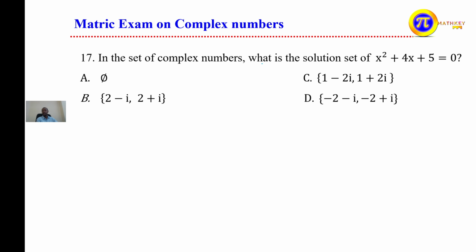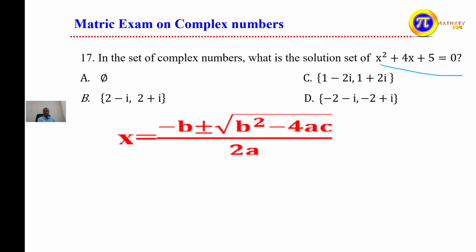Let us consider the next one. In the set of complex numbers, what is the solution of this one? We apply negative b plus or minus the square root of b squared minus 4ac, divided by 2a. We apply this formula. In our case, our a is 1, our b is 4, and our c is 5.